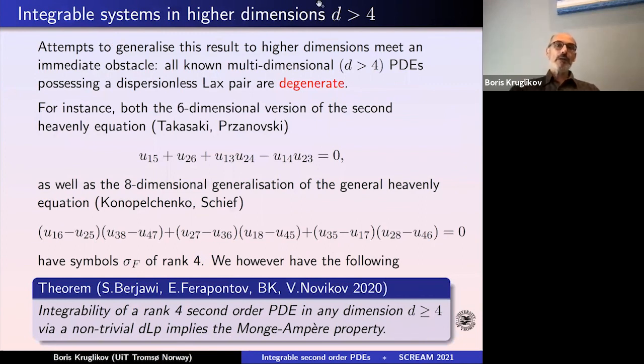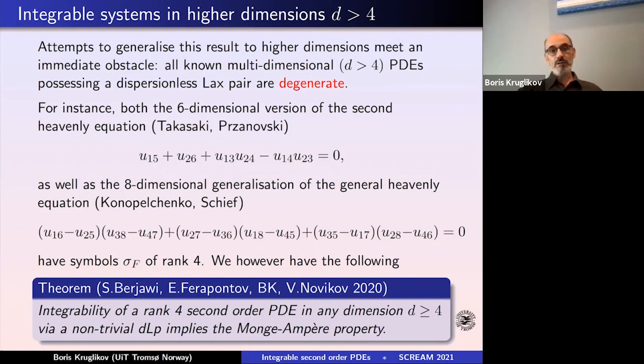Okay, so a remark about higher dimensions. Attempts to generalize to higher dimensions fail by immediate obstacles: all known multidimensional PDEs have dispersionless Lax pairs, but they degenerate. That didn't have an explanation before my work with David. So now it has a universal explanation. But here are examples. This PDE is in 6D. This is a kind of generalization of the Heavenly equation due to Takasaki and Chernovsky.